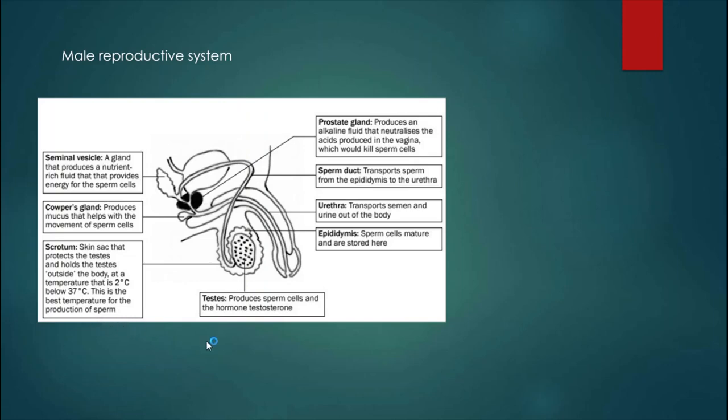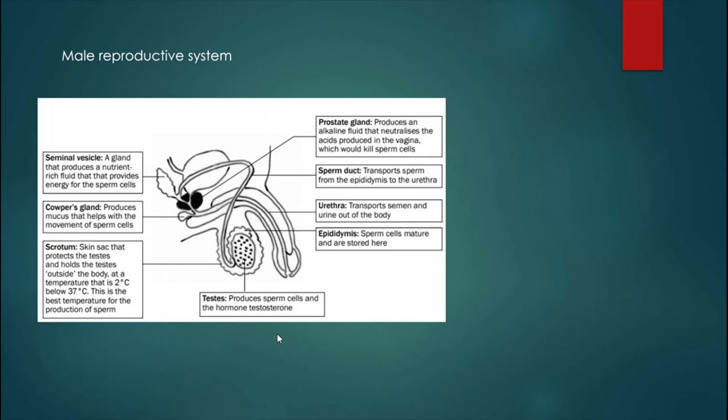Now we have the prostate gland, which produces alkaline fluid that neutralizes the acids produced in the vagina, which would kill the sperm cells. We have the sperm duct, which transports the sperms from the epididymis to the urethra. And we have the urethra, which transports the semen and the urine out of the body. In the epididymis, sperm cells mature and are stored. Lastly, we have the testis, which produces sperm cells and the hormone testosterone.